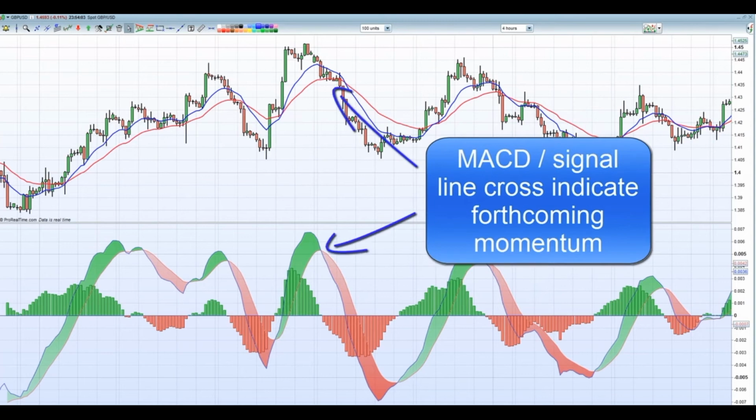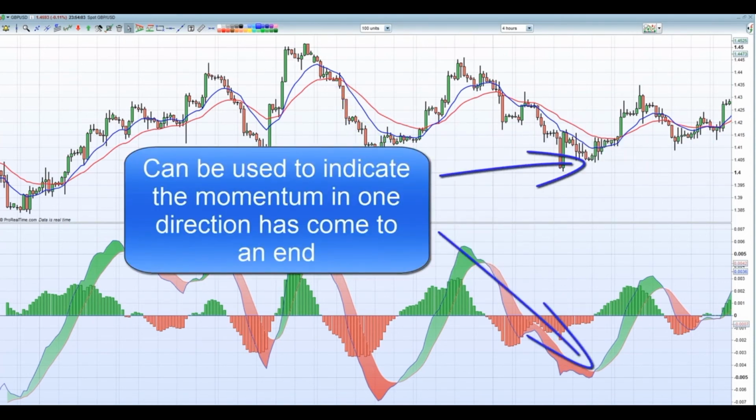You can see how these crosses often match up with market moves. Traders also use the MACD crosses to indicate when momentum is coming out of the market and may use it as a signal to exit a trade.